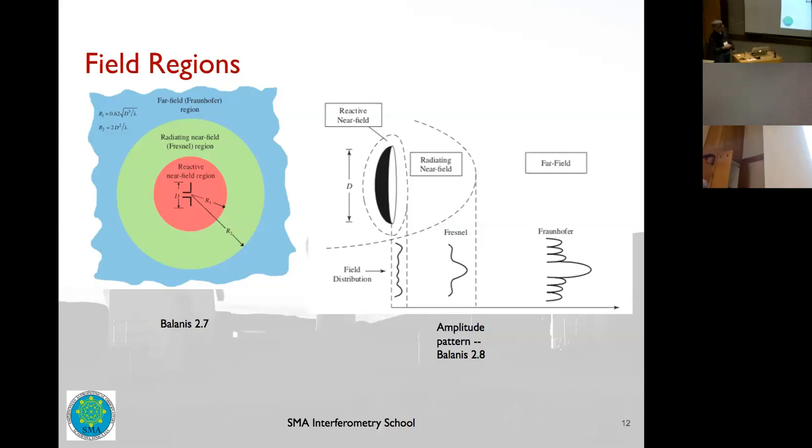Basically, you have some currents and some fields near the antenna, and very near the antenna, what you have is a zone called the near field reactive zone. Typically, obviously, that's really, really close to the antenna.